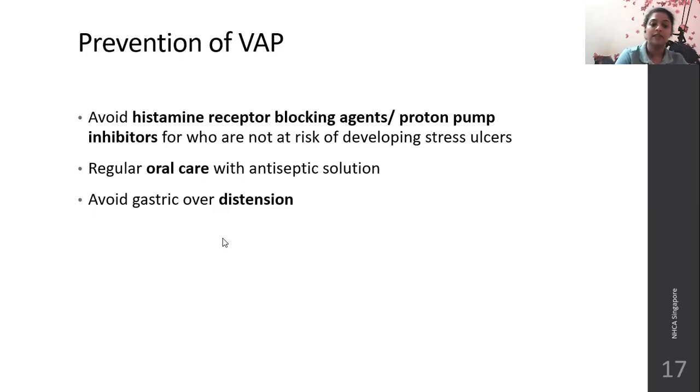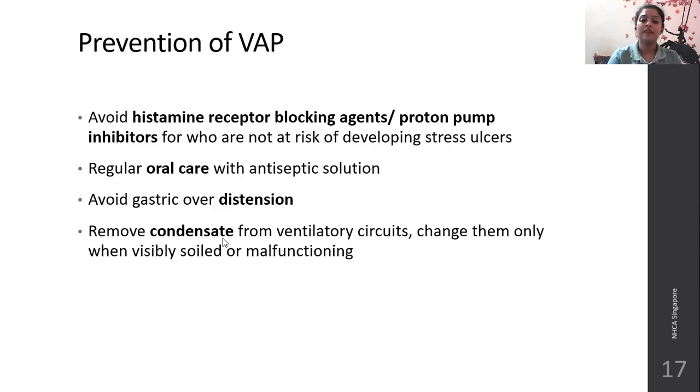Regular oral care with antiseptic solution should be done. Avoid gastric overdistension. If there is overdistension in the gastric area, there will be aspiration or regurgitation, which may lead to aspiration of the gastric fluid into the trachea. Again, it will lead to VAP.